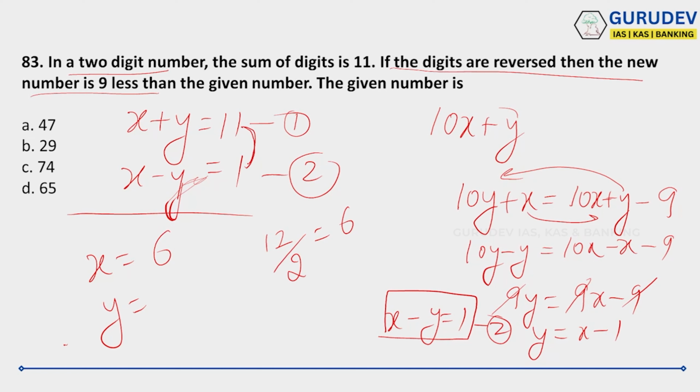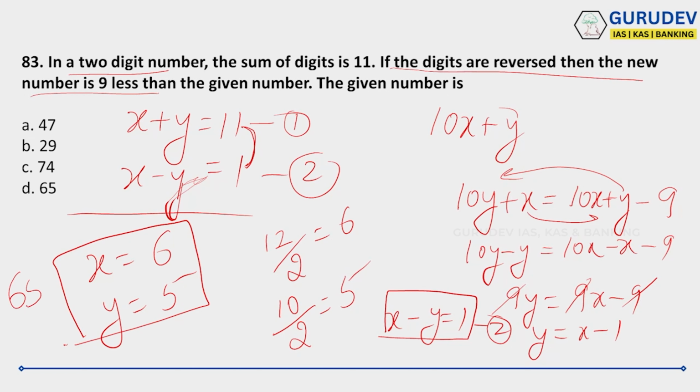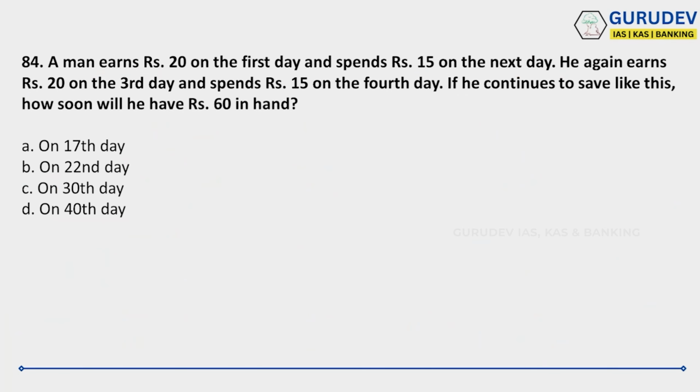Now 11 minus 1 is nothing but how much? 10. Divide it by 2, you'll get what as the answer? 5. This will be the y value. The x value is 6, the y value is 5. That is nothing but 65 will be the right answer. That is option number D will be the right answer. Clear? Okay. Next one.